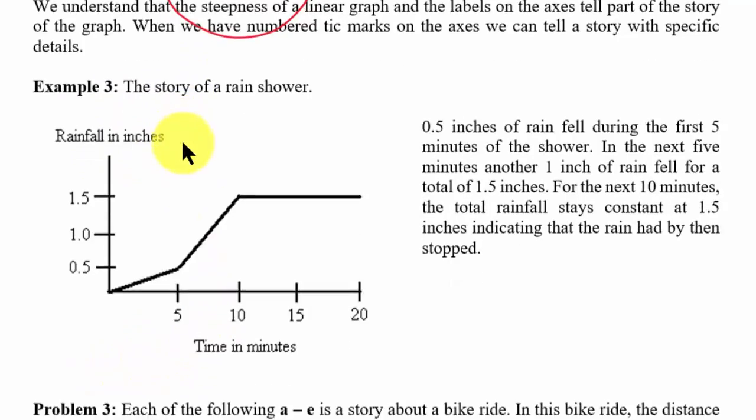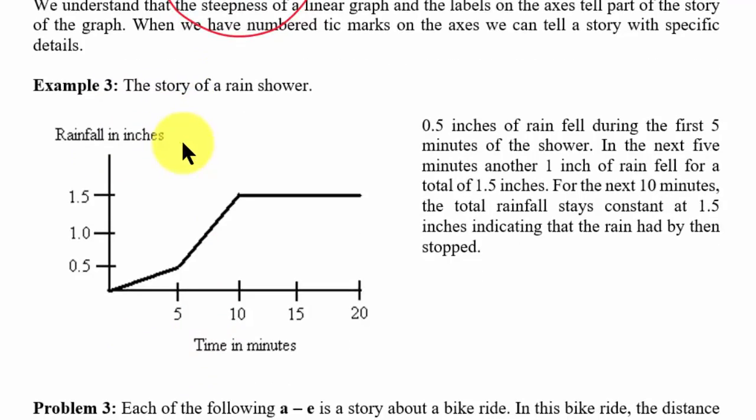So we look at example 3, and it says the story of a rain shower. All right, so it looks like the first 5 minutes, we have a ½ inch of rain that has fallen. And then the second 5 minutes, notice how the curve is steeper. So the steeper the curve, the greater the rate. So the rate of rainfall for the first 5 minutes is not as great as the rate of rainfall for the second 5 minutes.